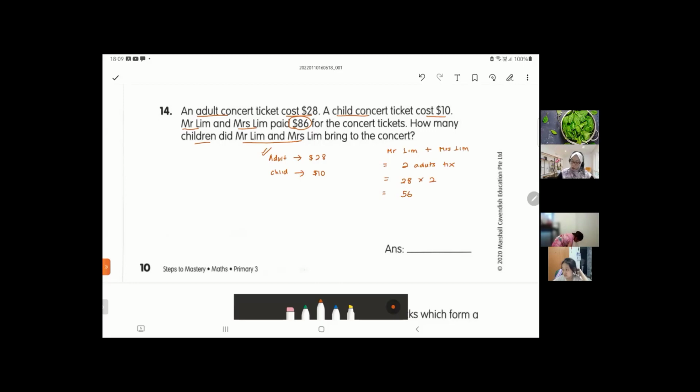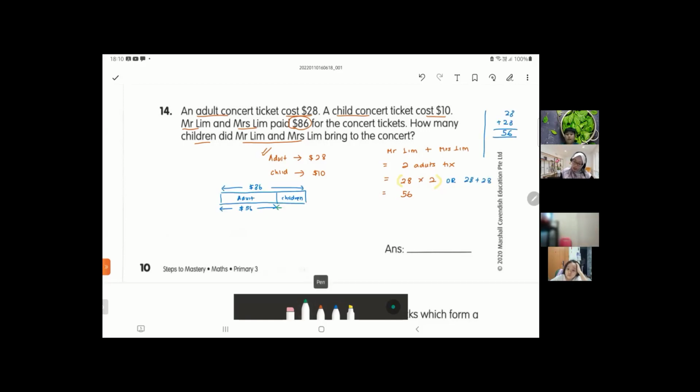If you do not know how to do this part, 28 times 2, this is also known as 28 plus 28. So that one, as usual, you work with 28 plus 28. 56. All right, so this is adult, settled already. Now, the whole concert ticket that they bought, if I want to draw my model, I will draw my whole model. The tickets cost $86. Okay, and I know that my adult tickets is this one, which is actually $56. The rest are the children ticket.